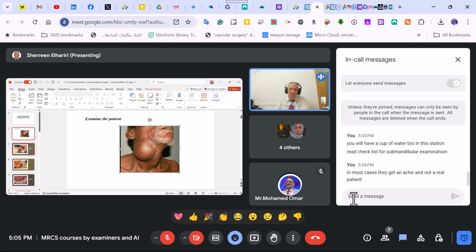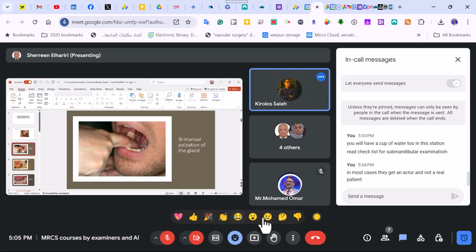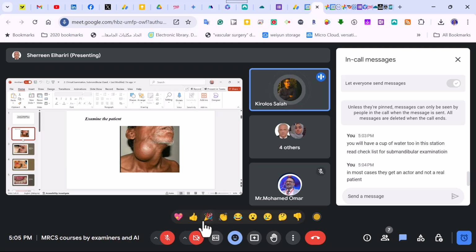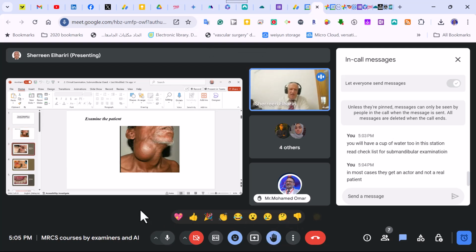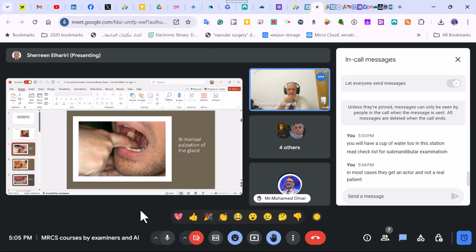After that, what will you do? I put the torch to make sure of the consistency inside. You need to see if it is cystic or not. After that, what will you do? After this, I will do manual palpitation. By manual palpation, not palpitation. Palpation you do by manual palpation.